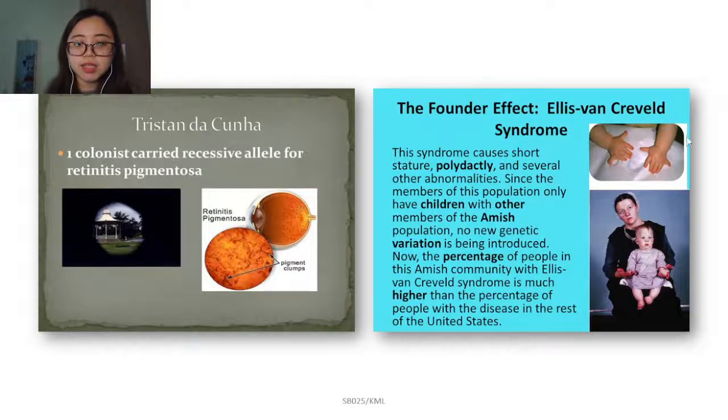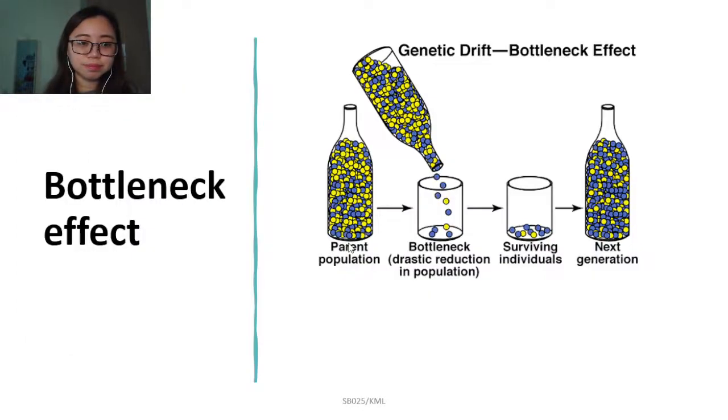So this Ellis-van Creveld syndrome is an example of how, because the population of Amish people in the US only breed with each other, this recessive allele becomes spread among the Amish people, and it becomes more common in their populations than in the rest of the country. So macam dia bawa, dan allele itu semakin banyak di populasi mereka. So that is it for founder effect.